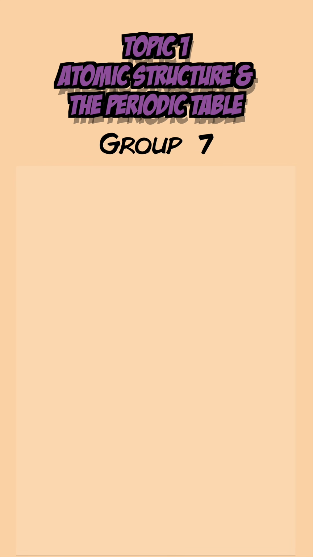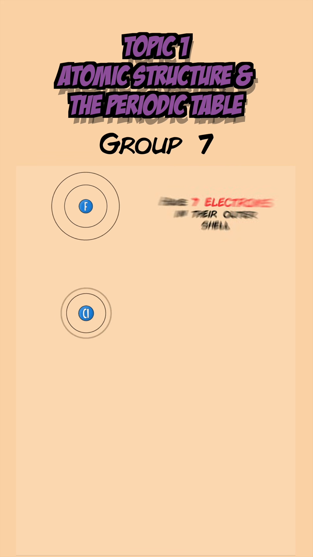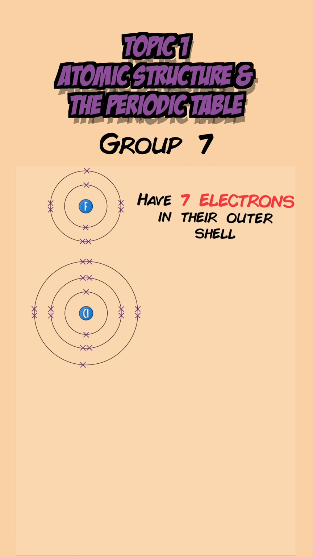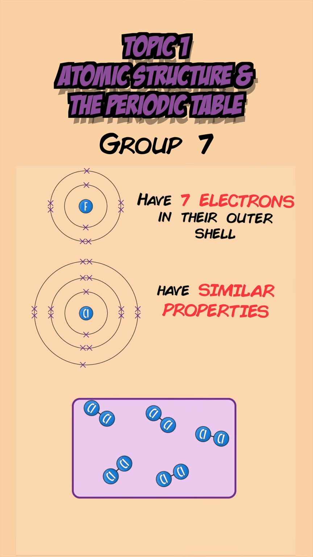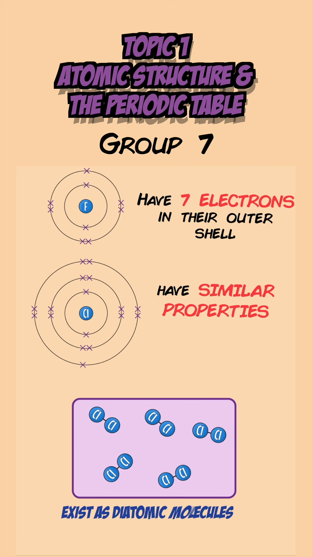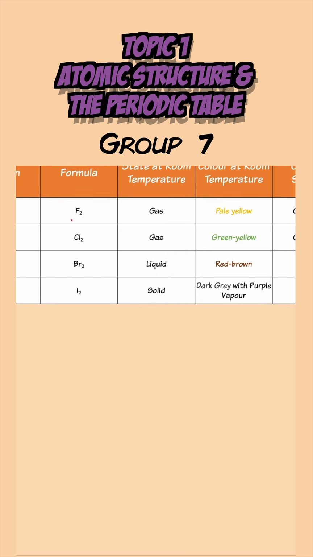The group 7 elements are known as the halogens, and they all have 7 electrons on their outer shell. Just like alkali metals, this means all the halogens have similar chemical properties. They're found naturally as diatomic molecules, which means they exist as 2 atoms bonded together. So that would be F2 for fluorine, Cl2 for chlorine, Br2 for bromine, and I2 for iodine.